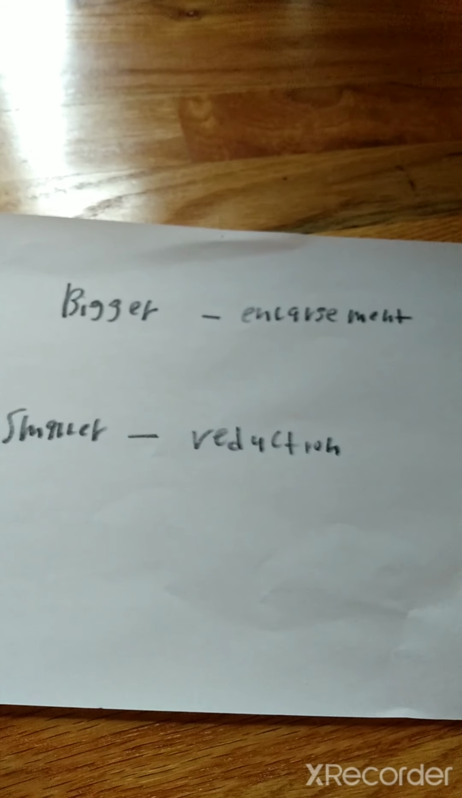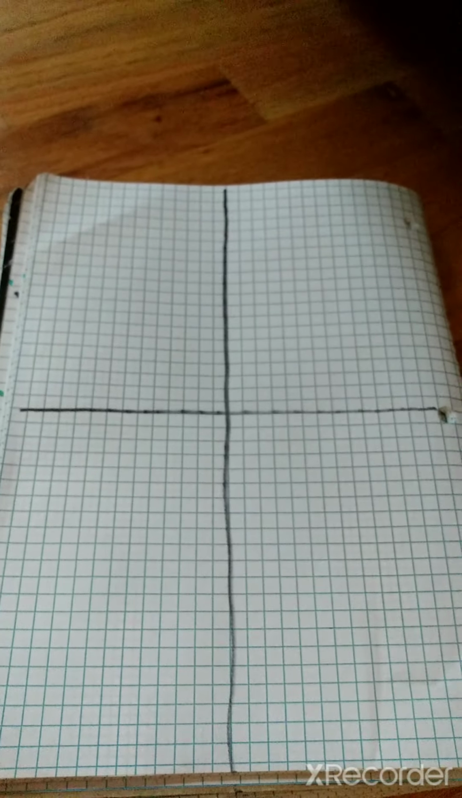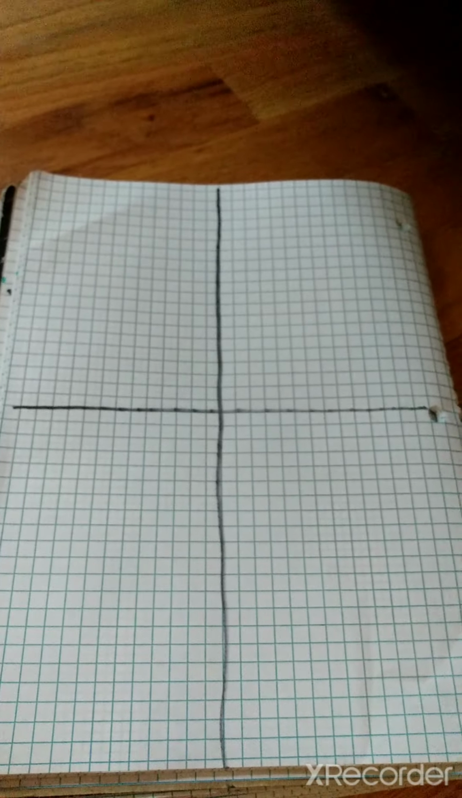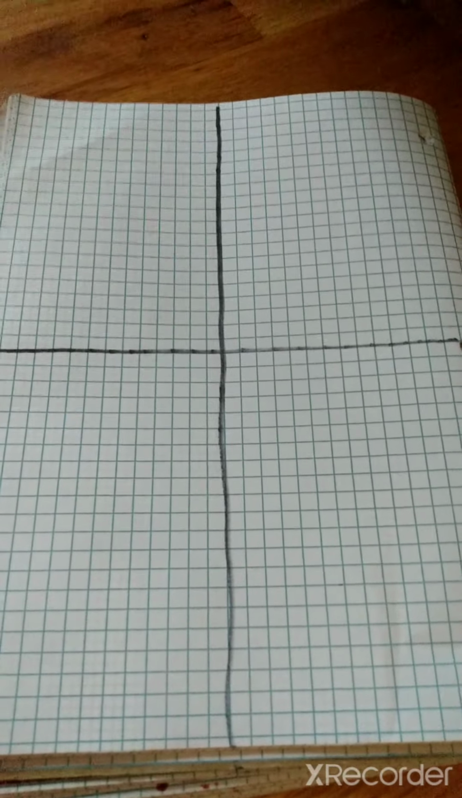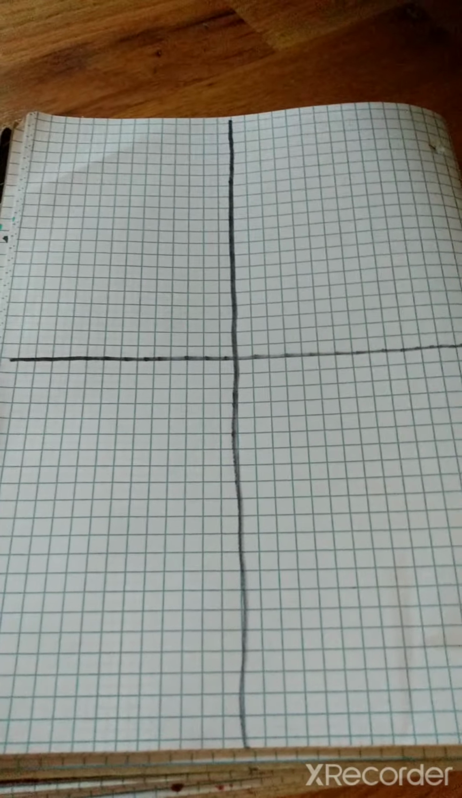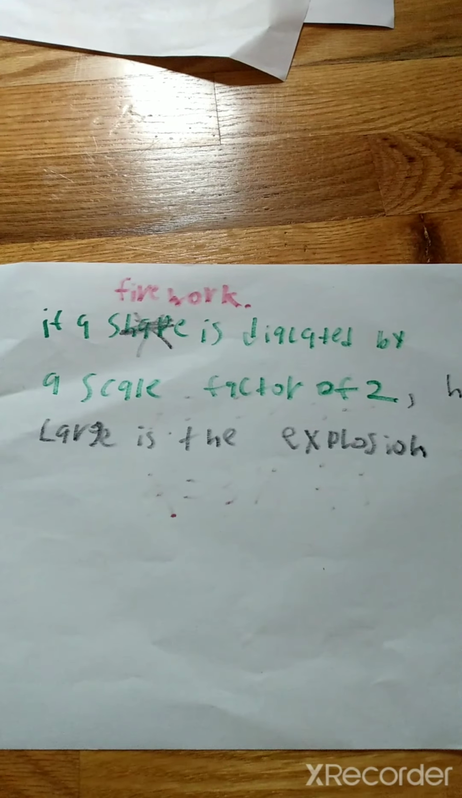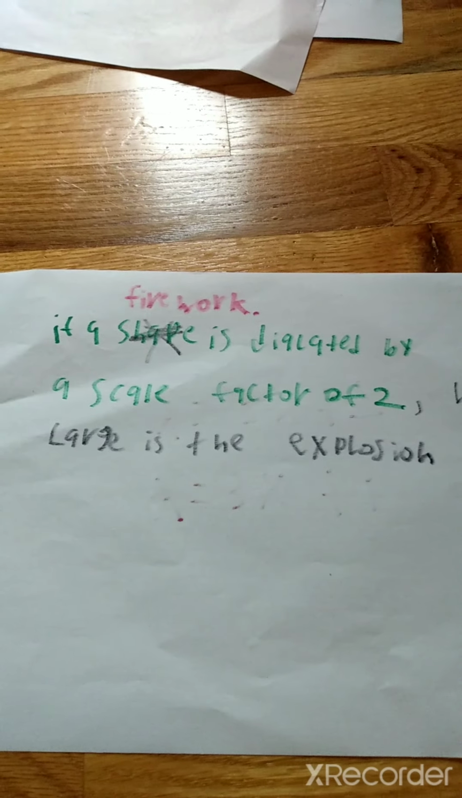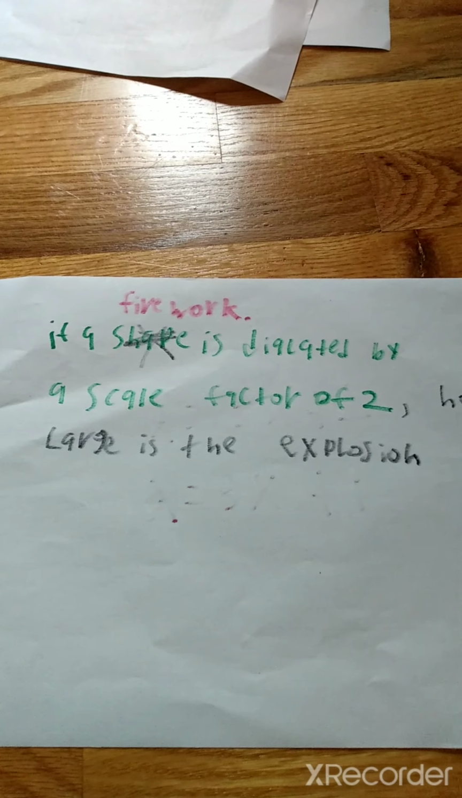When we scale shapes, we usually use a graph because that will help us understand what is happening to the shape, and what the shape will look like after a dilation. Let's do an example problem. If a firework is dilated by a scale factor of 2, how large is the explosion?